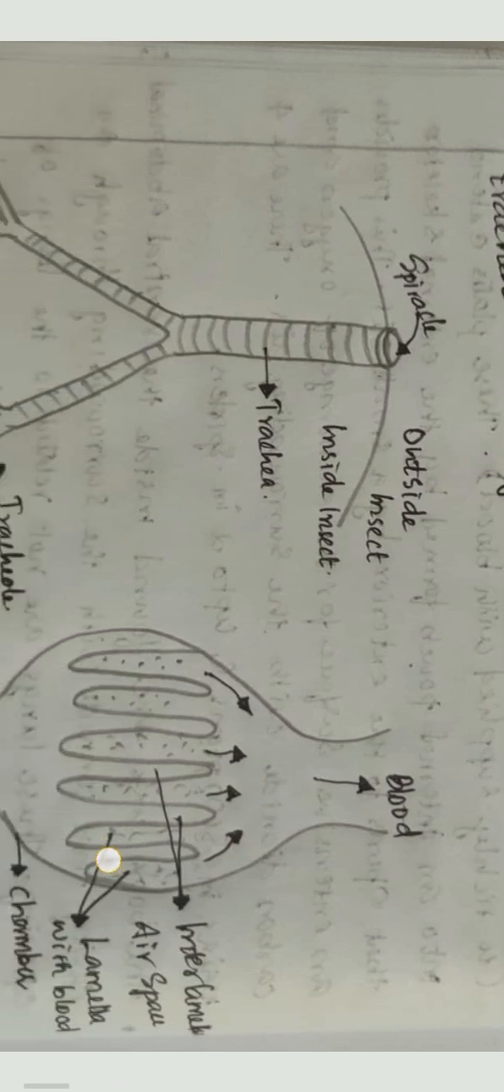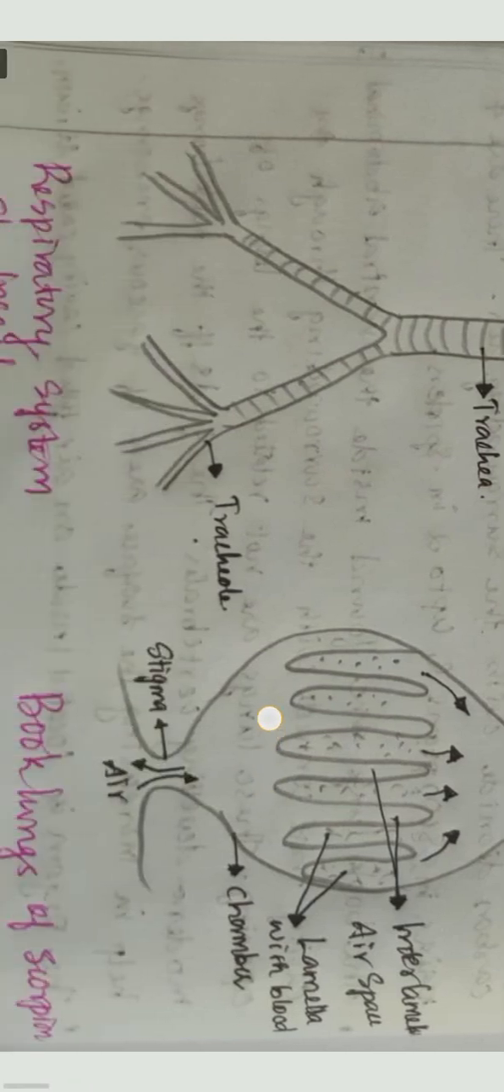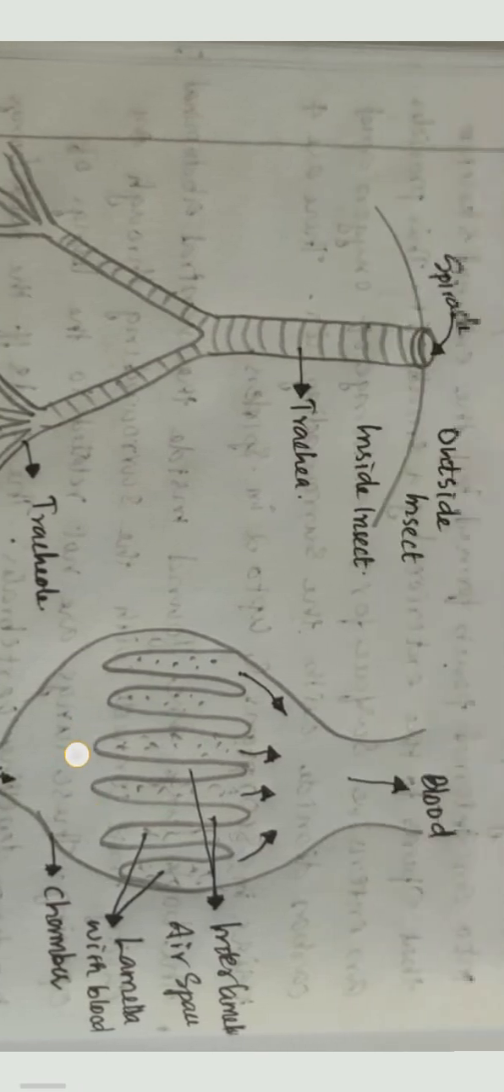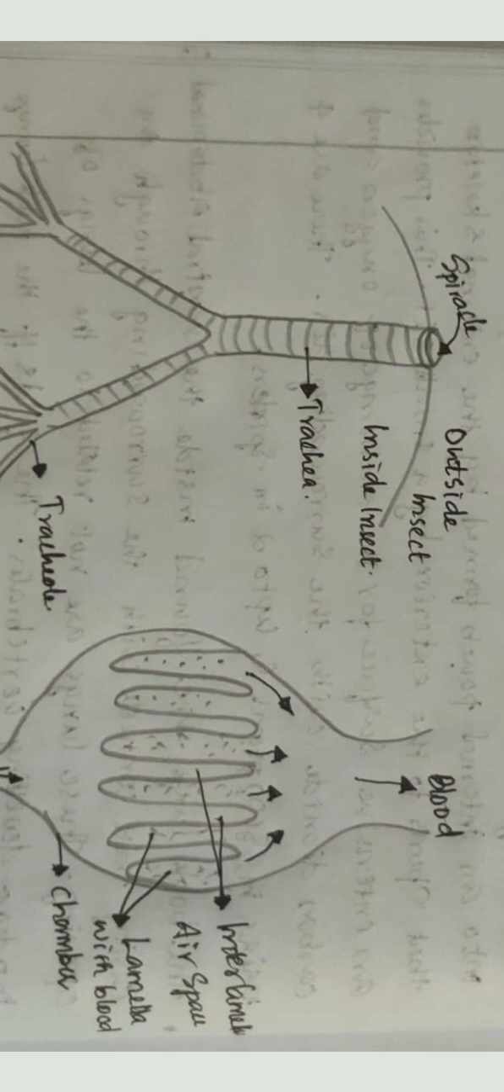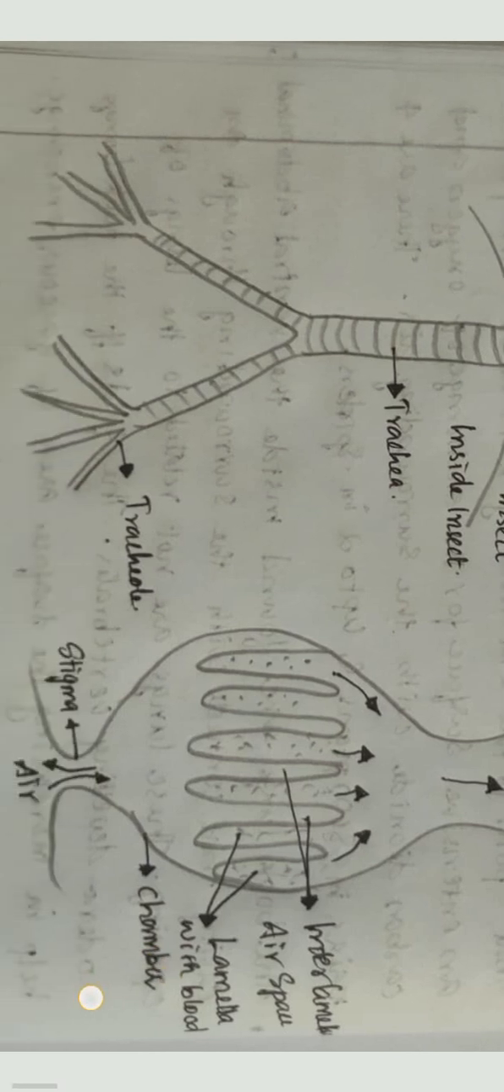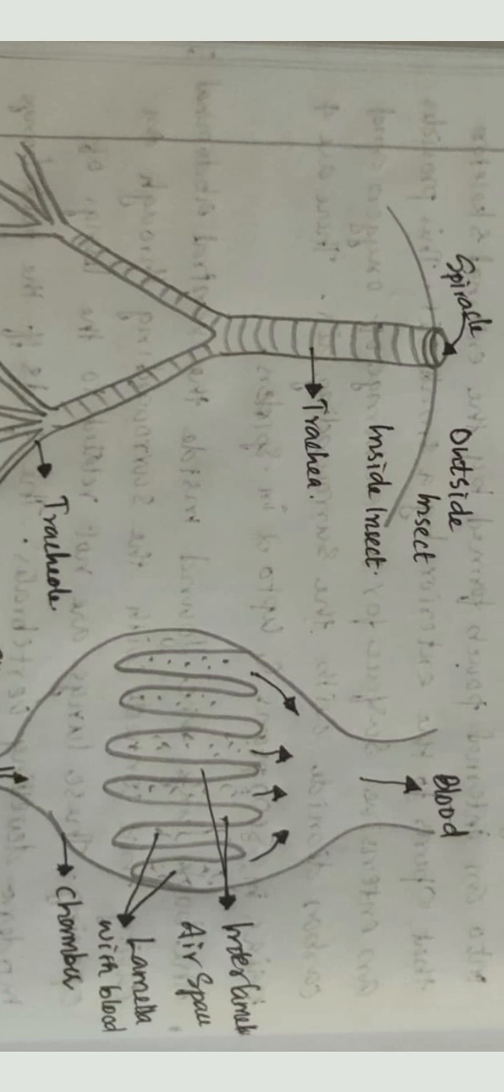Then the spiracle is there, inside the insect trachea region. Then the tracheole is there, in the respiratory system of the insect, which is represented with the figure shown on the left side. Along with that, blood and air space, lamella with blood chamber, and stigma region are shown, and the book lung of the scorpion is also shown.